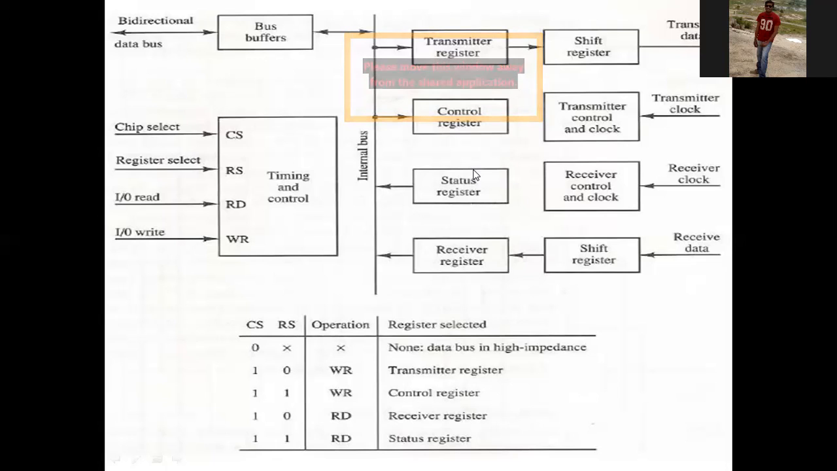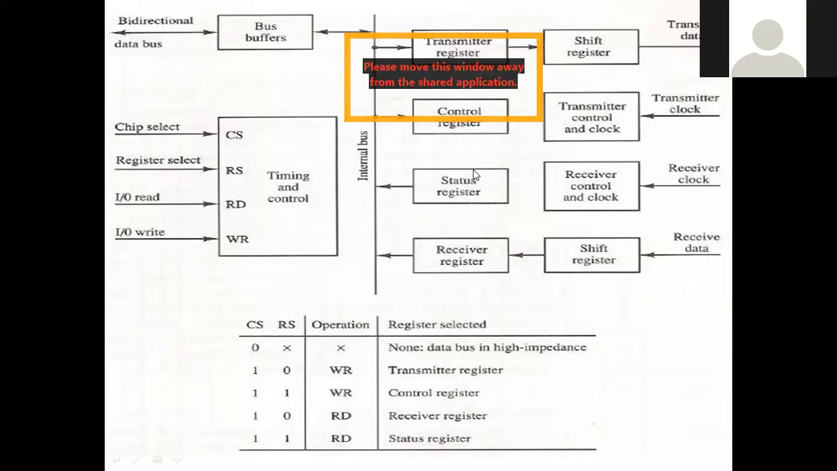Fine. And it is connected to your internal system bus. The internal system bus again consists of the data bus, address bus, and control bus. These three buses are mainly used for performing the data transmission and the different operations. Are you clear? Yes, sir.